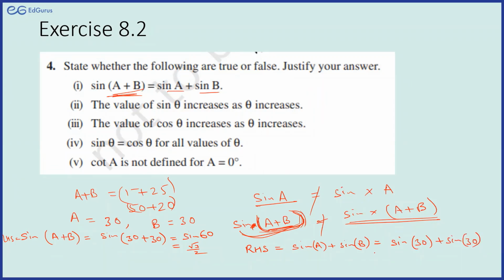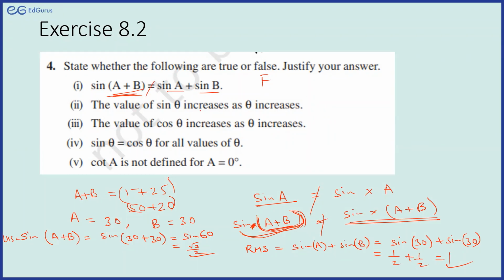What is my sine of 30? 1 by 2. So this is 1. And left hand side was root 3 by 2. Right hand side is 1. So they are not equal. This statement is false. If we take two angles, then sine of the sum of the angles is not equal to sine of one angle plus sine of the other angle.